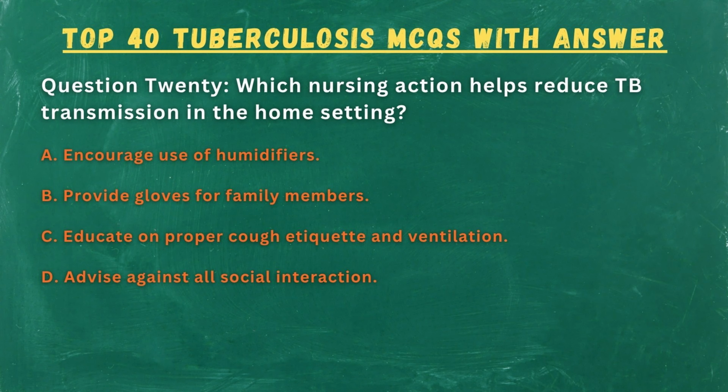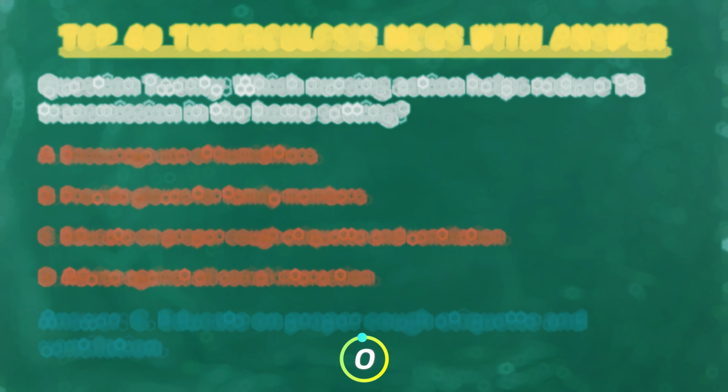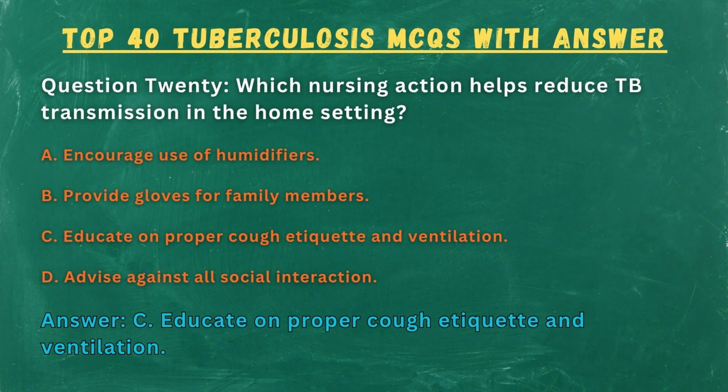Question 20. Which nursing action helps reduce TB transmission in the home setting? A. Encourage use of humidifiers. B. Provide gloves for family members. C. Educate on proper cough etiquette and ventilation. D. Advise against all social interaction. Answer. C. Educate on proper cough etiquette and ventilation.